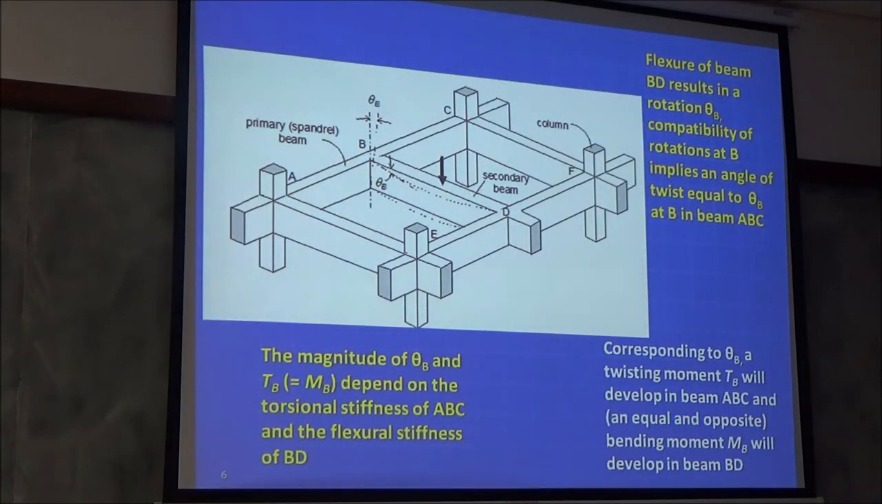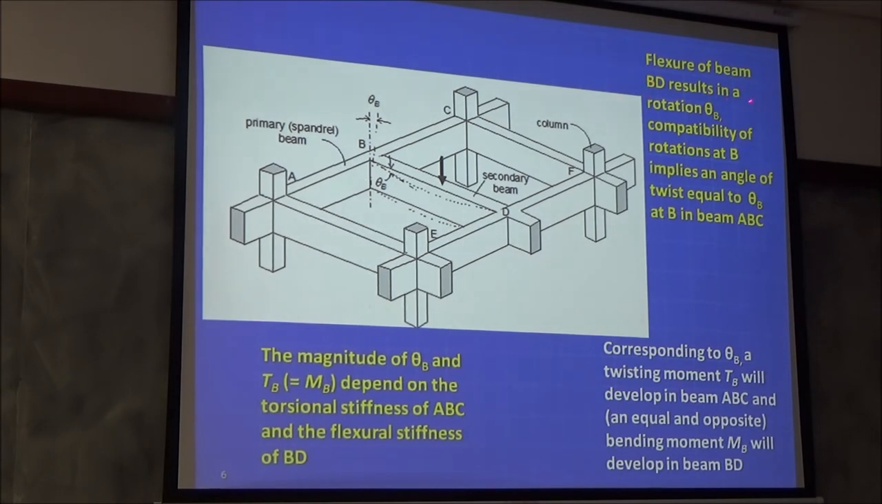So this is the example they gave, very good. You have a secondary beam, you have a primary beam. So when the secondary beam is loaded, this will rotate, you'll have hogging moments here. Because this joint is monolithic, the rotation theta b is also the angle of twist theta b in this member. So if you isolate this member, you are actually applying a torque in the middle. And that torque is nothing but the hogging moment you get here. Is it clear? This kind of torsion is called secondary torsion or compatibility torsion.